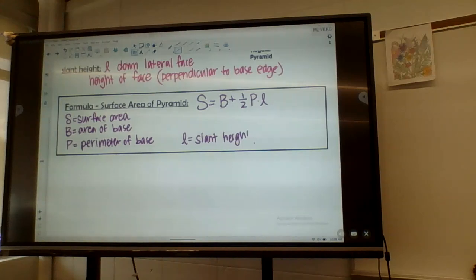So typically the altitude is not the one that we'll use in the formula. So like straight through is not the one we'll use, it's the slant height, so the slanted one.